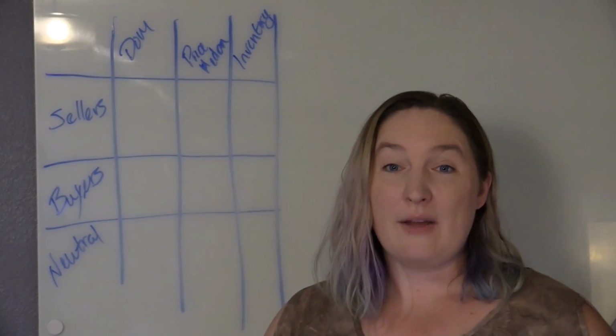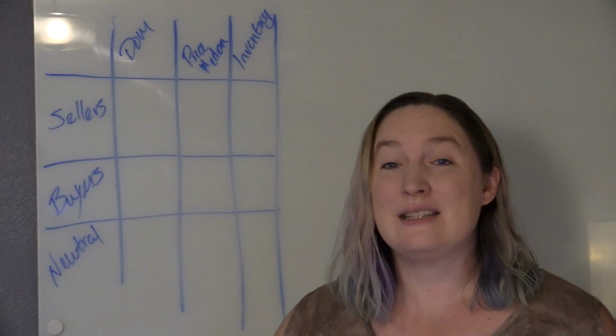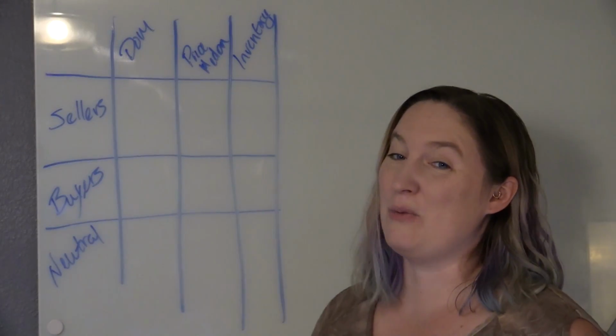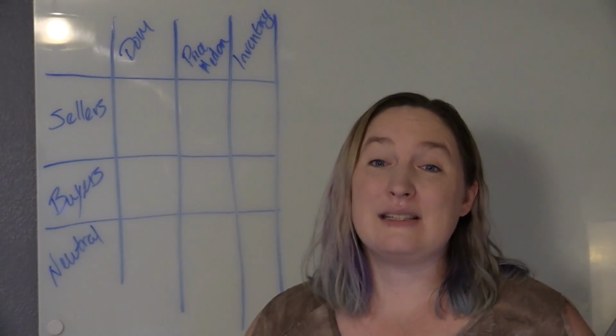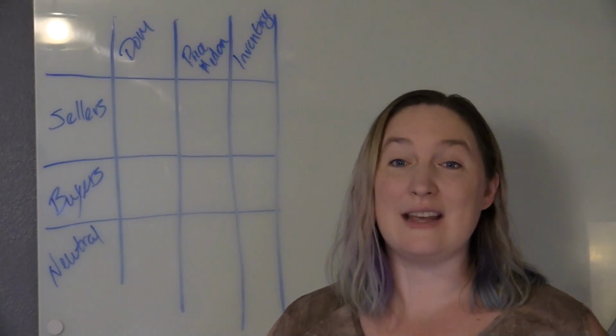So today we're going to talk about the different real estate markets and how to tell which one that you're in. There are three different markets. There is the seller's market, the buyer's market, and the neutral market. Now, they are labeled this way as to show who has the best advantage in most of these situations depending on how the market is trending at the time.